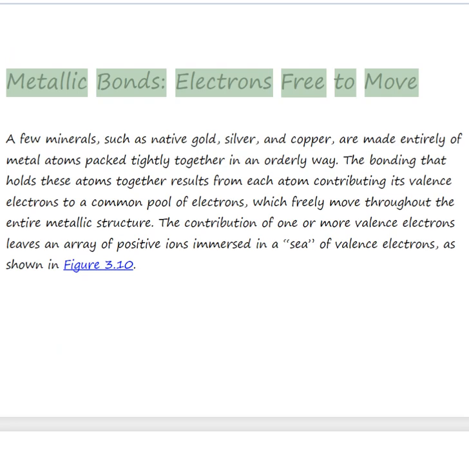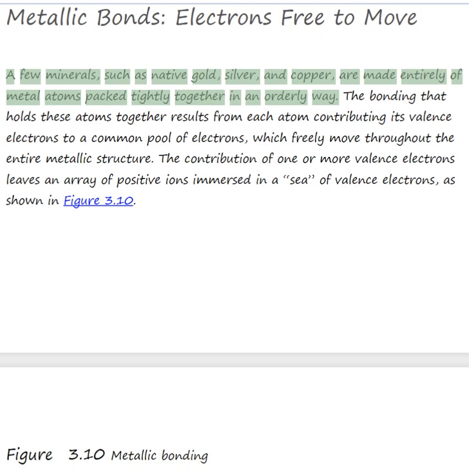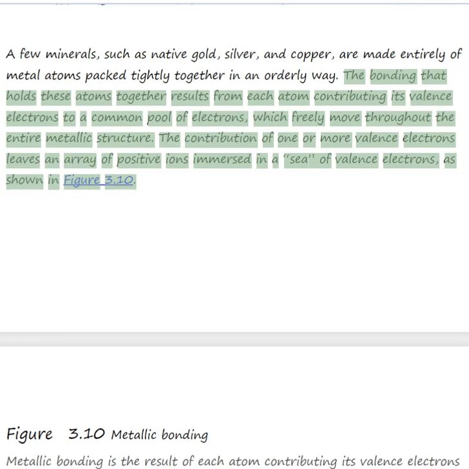Metallic bonds, electrons free to move. A few minerals, such as native gold, silver, and copper, are made entirely of metal atoms packed tightly together in an orderly way. The bonding that holds these atoms together results from each atom contributing its valence electrons to a common pool of electrons, which freely move throughout the entire metallic structure. The contribution of one or more valence electrons leaves an array of positive ions immersed in a sea of valence electrons, as shown in Figure 3.10.